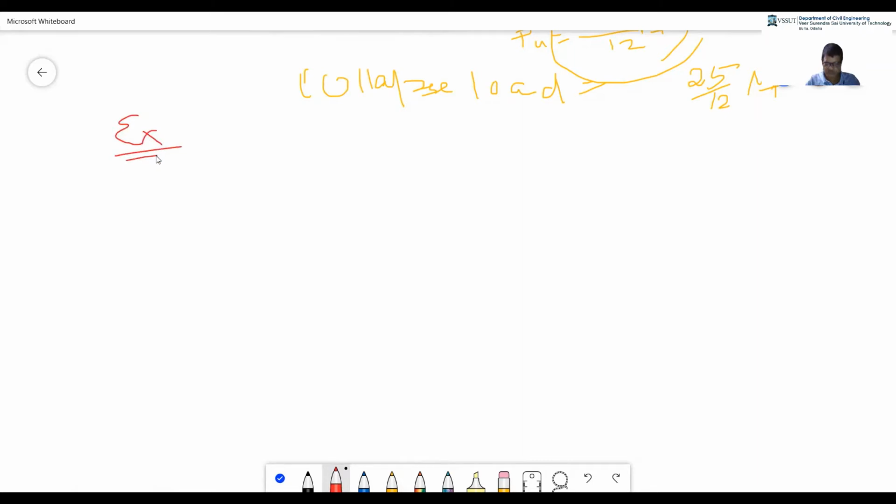Let us see another example. In this example, what is being given? Now see, here it is given like this. So the ultimate load carried by the frame is like this. So this problem is given like this.